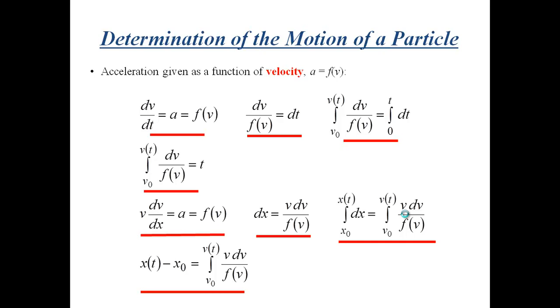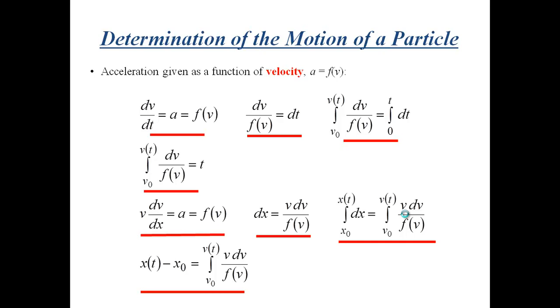So in this integration of the first equation, that is integral v0 to v of t dv by f of v is equal to t, that particular equation yields a relation between velocity and time, and the integration of the second equation, that is x of t minus x of 0 is equal to integral v0 to v of t v dv by f of v, this particular equation yields a relation between velocity and position, that is v and x.